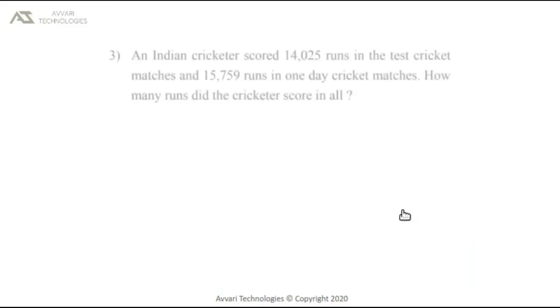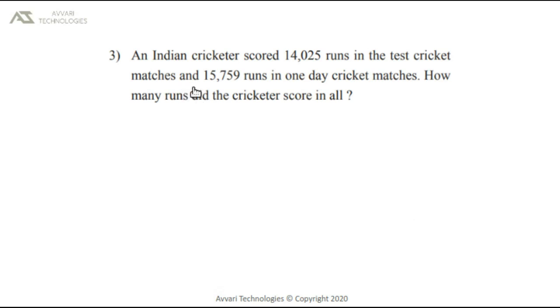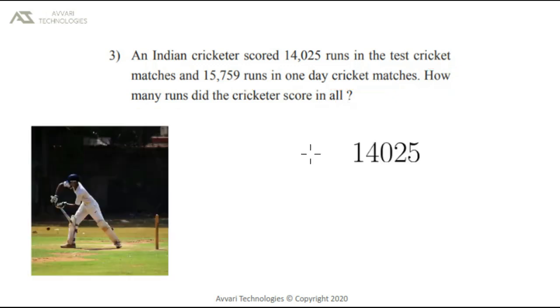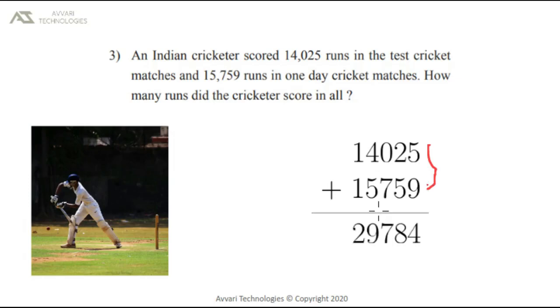Now let us solve a verbal problem which says an Indian cricketer scored 14,025 runs in test cricket and 15,759 runs in one day matches. How many runs did the cricketer score in all? We need to find the total number of runs scored by this cricketer. In test matches, he scored 14,025 runs. In the one day matches, he scored 15,759 runs. We need to find the total runs scored by the cricketer in both test cricket and one day cricket. So we will add these two numbers. We get 29,784.